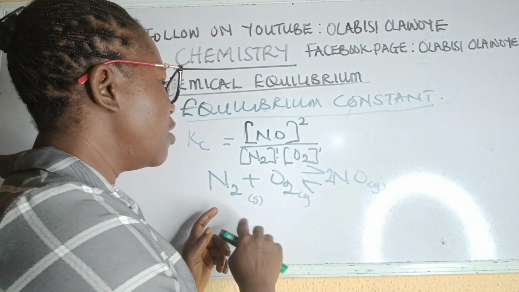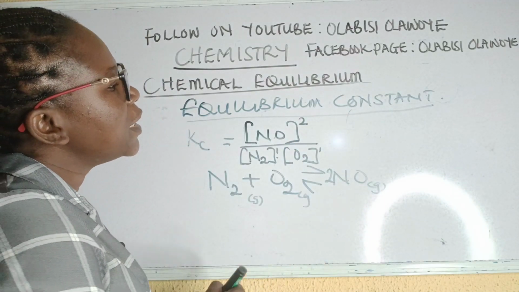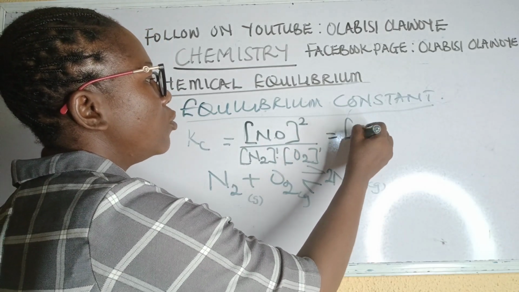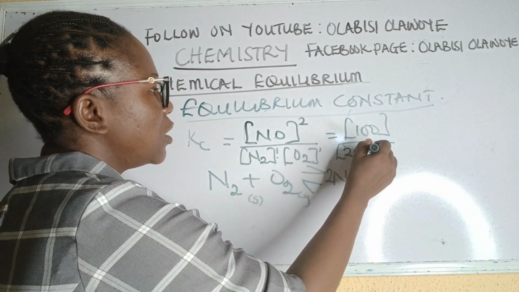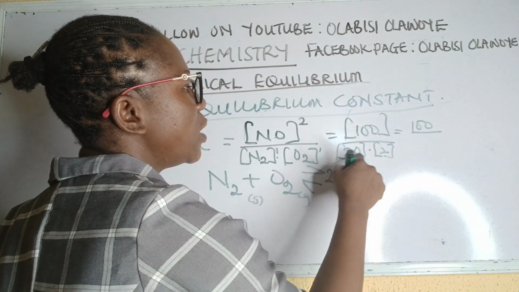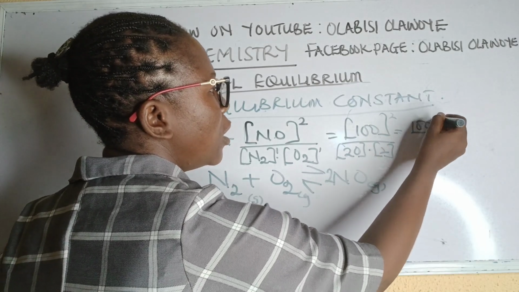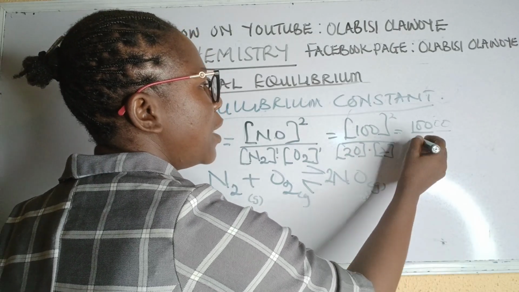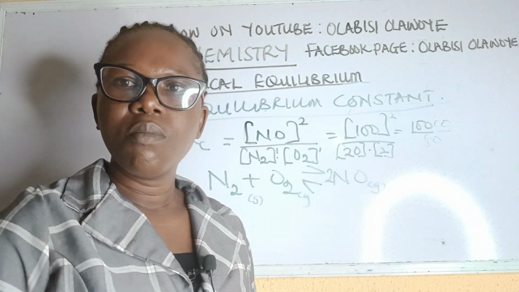Don't forget I said if the equation is involving a solid, it will not be written. So in this case, if you have more product, let's assume the concentration of product here is 100, and the concentration of nitrogen is 20, while the concentration of oxygen is 2. Now, if you use this, you have 100 squared, which is 10,000, and then we have 20 multiplied by 2, that's 40. By the time you divide it, you will definitely get a whole number value.